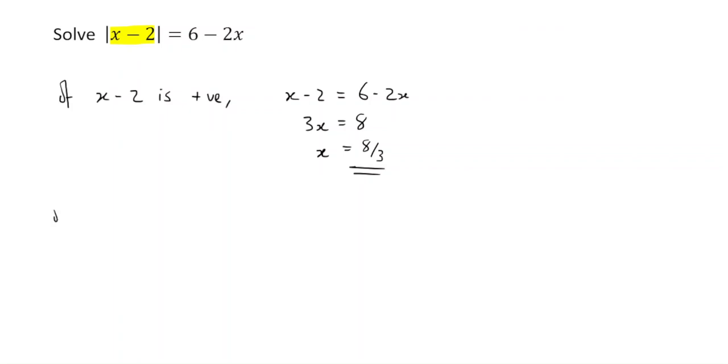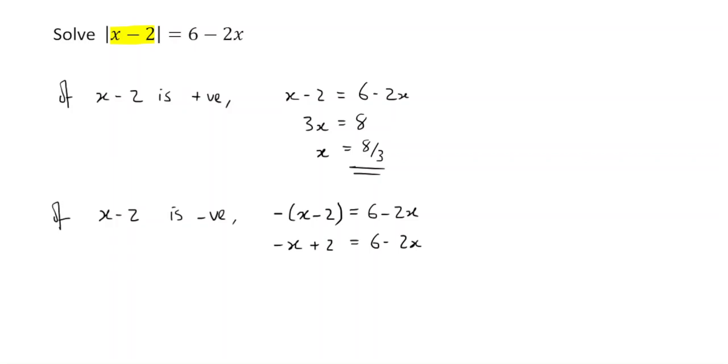But then we've got another alternative, right? It could be that x minus 2, that value, is negative. And so if it's negative, what the modulus is going to do is turn it positive. And the way it's going to do that, you can imagine, is multiplying it by negative 1. So you end up with minus (x minus 2) is equal to 6 minus 2x. And we can just expand that. Minus x plus 2 is equal to 6 minus 2x. So we end up with x is equal to 4. So I add 2x to both sides, I subtract 2 from both sides. So we end up here with two solutions: x is equal to 8/3 and x is equal to 4.